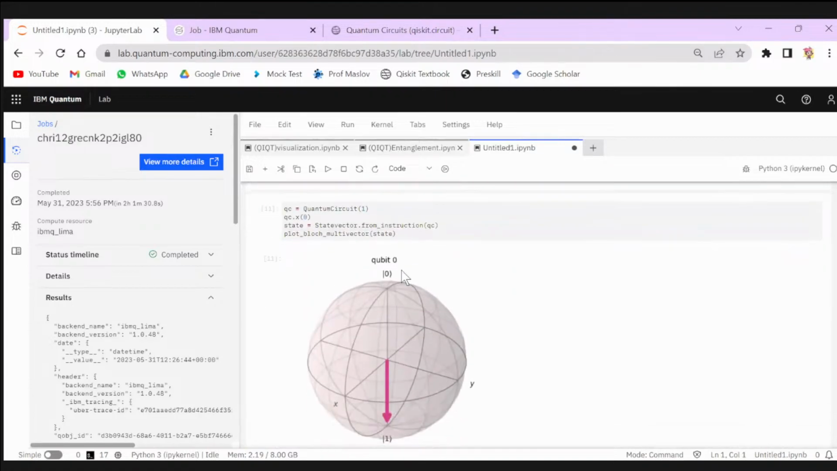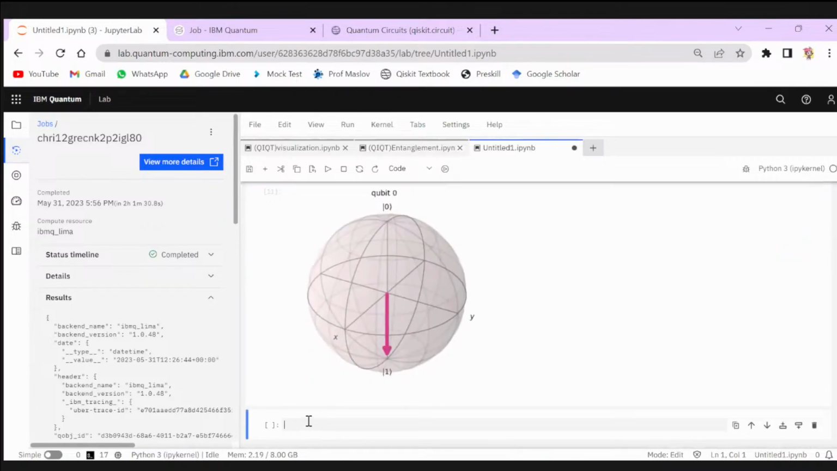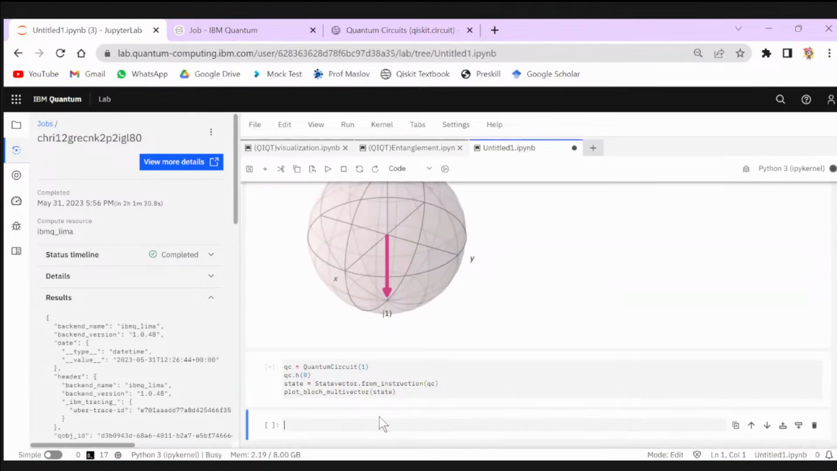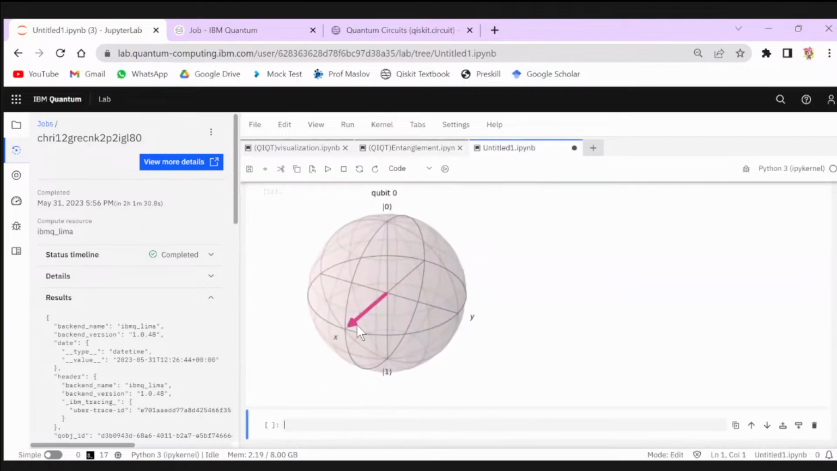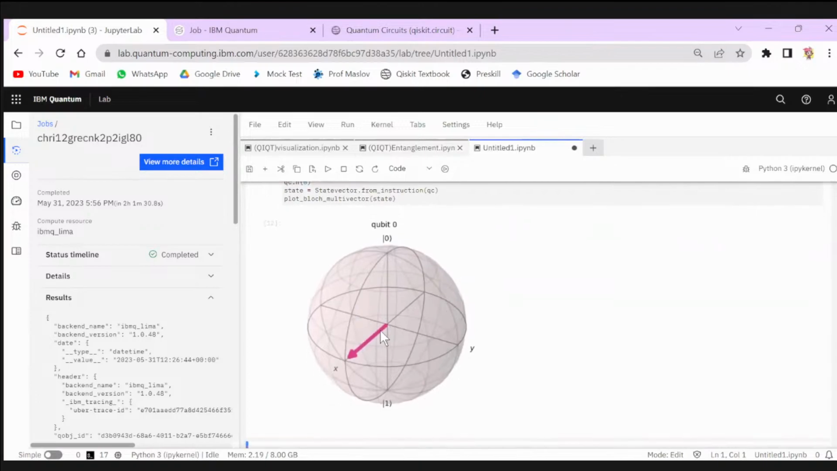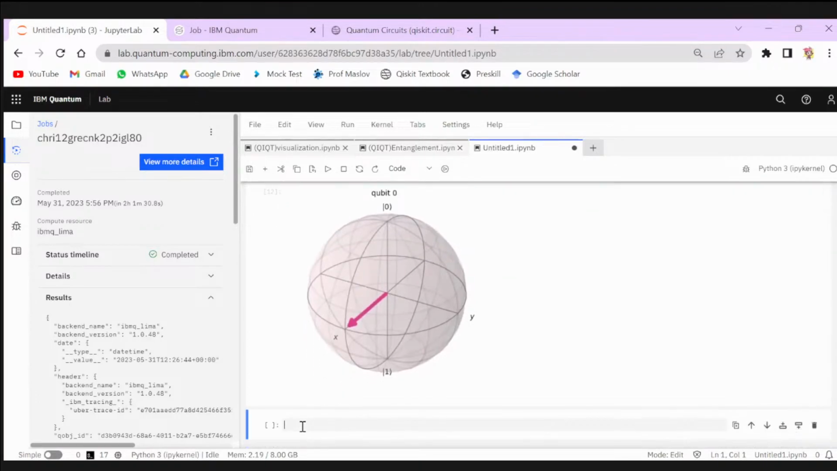So let's try to plot another state. Like if we apply the Hadamard gate, we know the final state will be the plus state, around the x-axis. So let's see. You can see that. That's how you can visualize any state in Qiskit.